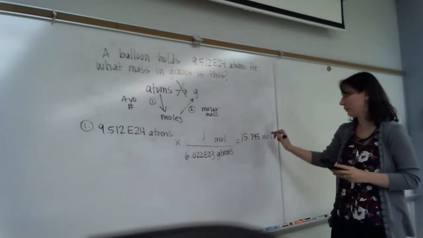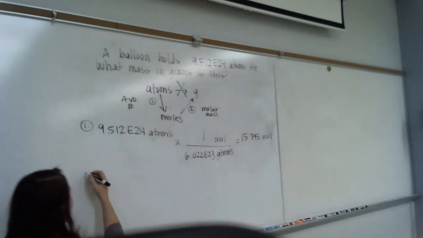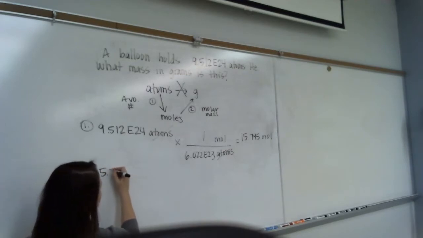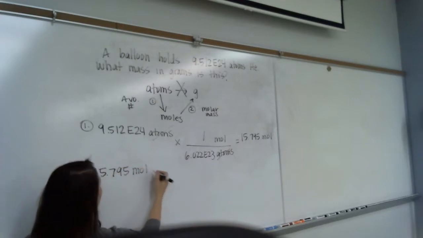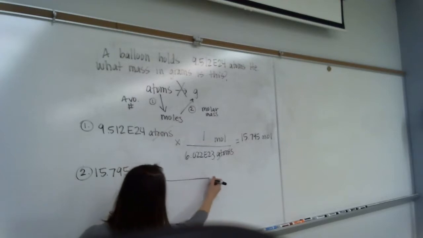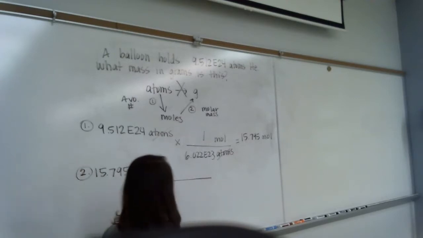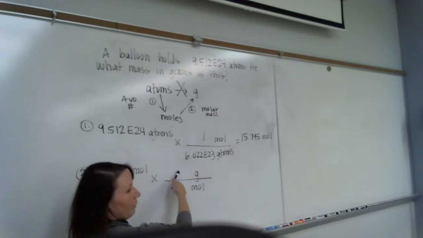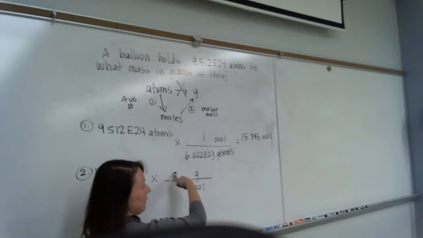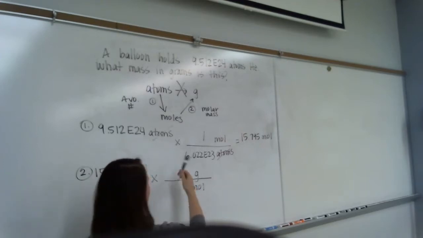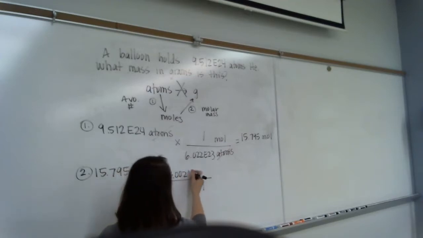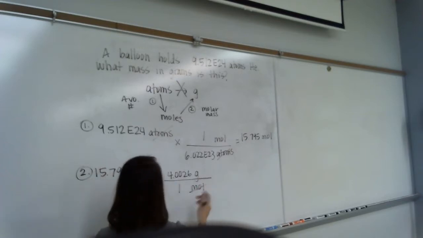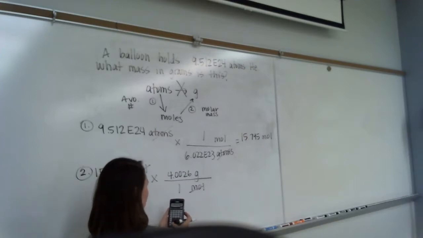Now let's take this number and use it to start step 2. 15.795 moles. Now we're converting moles to grams. So what goes on the bottom? Moles. And grams goes on top. And how do I get this number? Where's the grams number come from? Periodic table, what's the molar mass of helium? 4.0026. And this number for moles is just 1. Right, so moles cancels. So I just take this number times 4.0026.